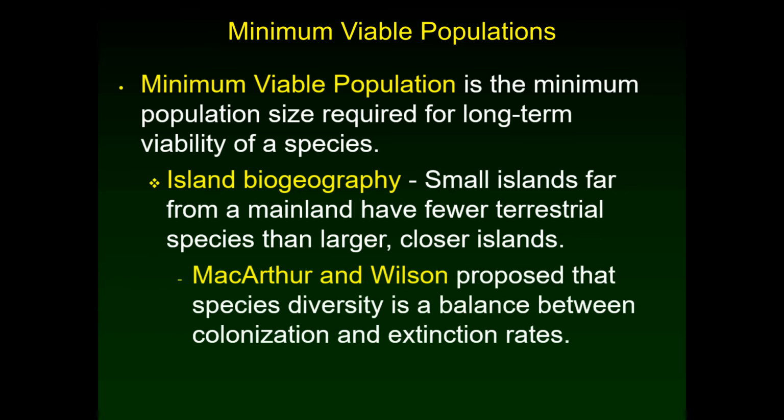MacArthur and Wilson proposed that species diversity is a balance between colonization and extinction rate. With island biogeography, a lot of it comes down to the research of E.O. Wilson and Daniel Simberloff, when Daniel Simberloff was E.O. Wilson's student at Harvard.